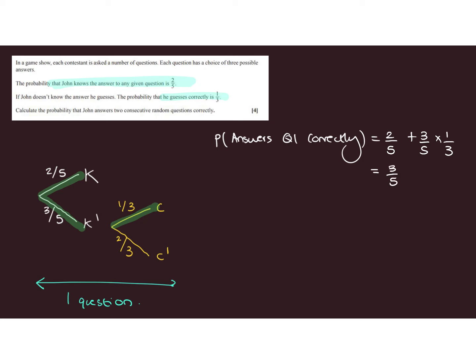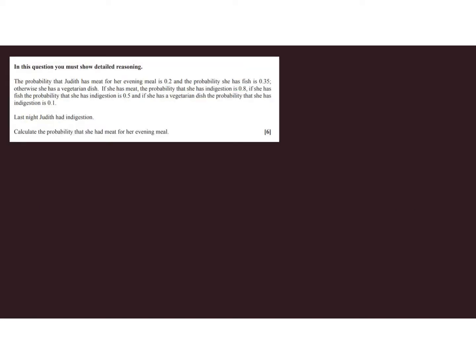Now, we then have to essentially look at him repeating that for 2 questions. So the probability that he answers both correctly, assuming independence, will simply be 3/5 multiplied by 3/5, because the tree diagram would just repeat itself. So the answer is 9/25. So on to the next question.